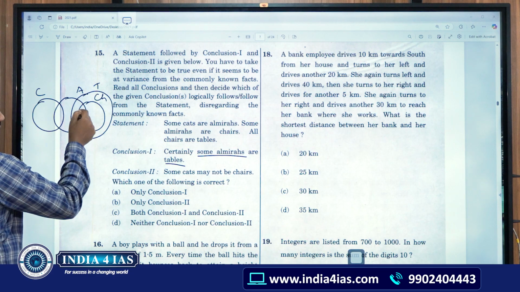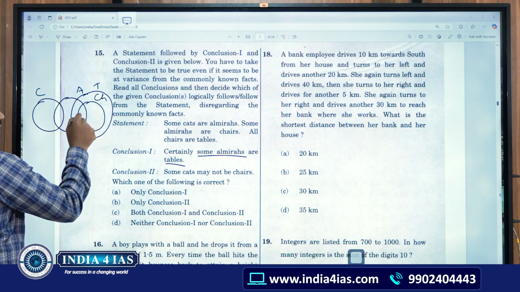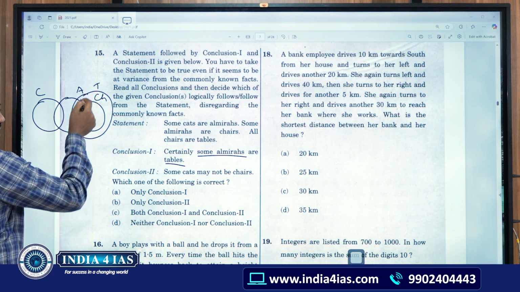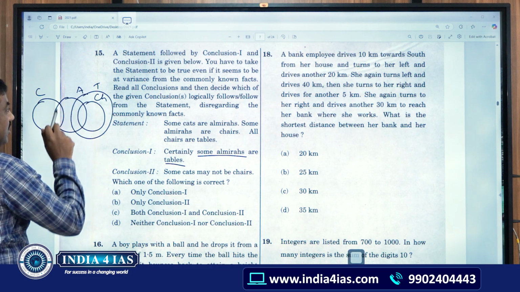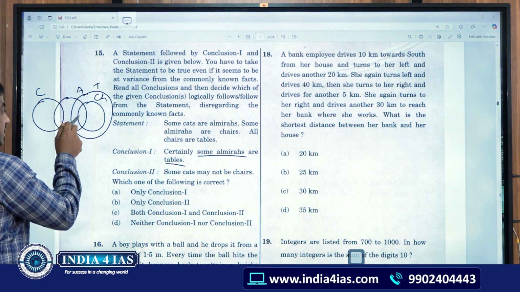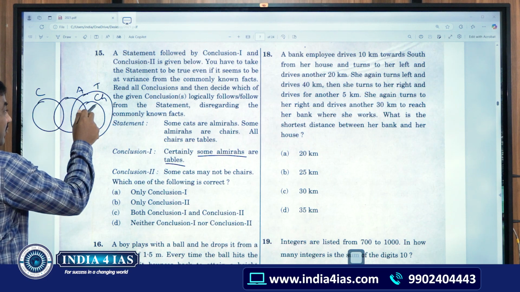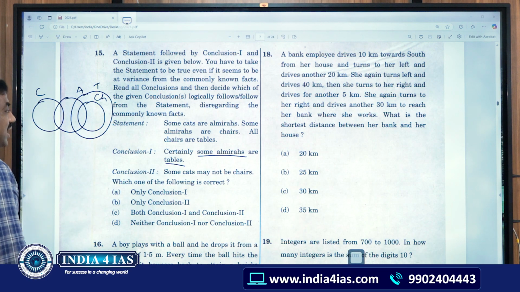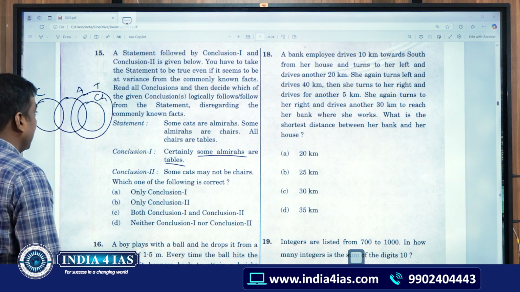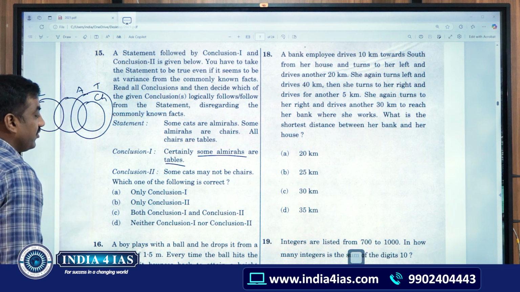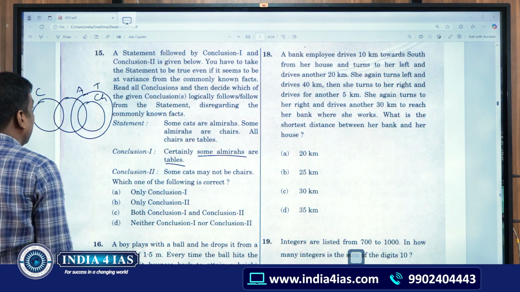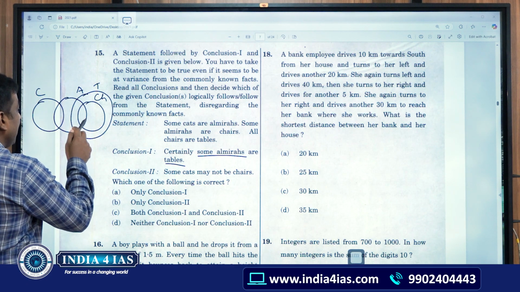Yes. Because chair is the inside or the subset of tables. So some tables will be chairs for sure. So some of those chairs are almiras. So in that case, definitely some almiras are tables.